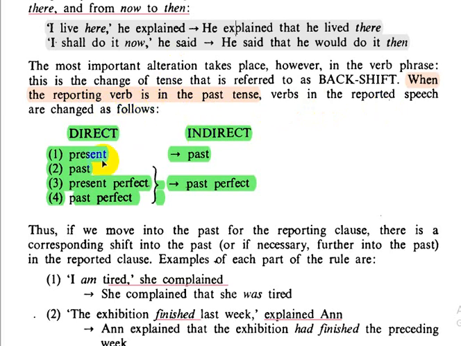Direct into indirect. If you have a present tense, you change it into past tense. So you want to make a distance, تباعد, from the direct to indirect speech. If you have past, present perfect, or past perfect, all these change to past perfect.